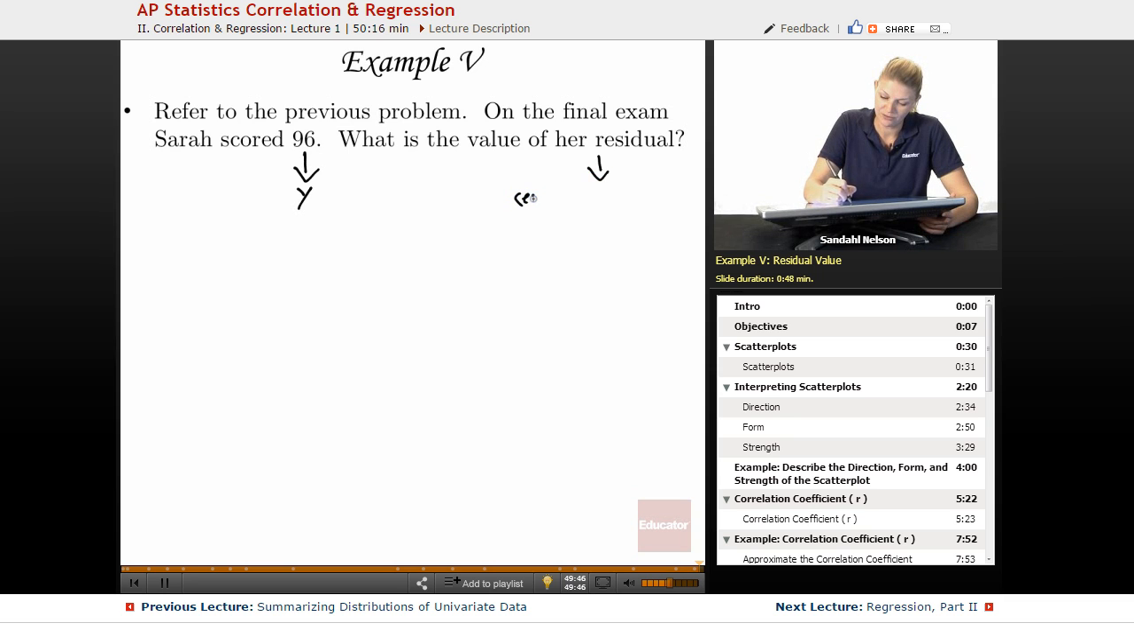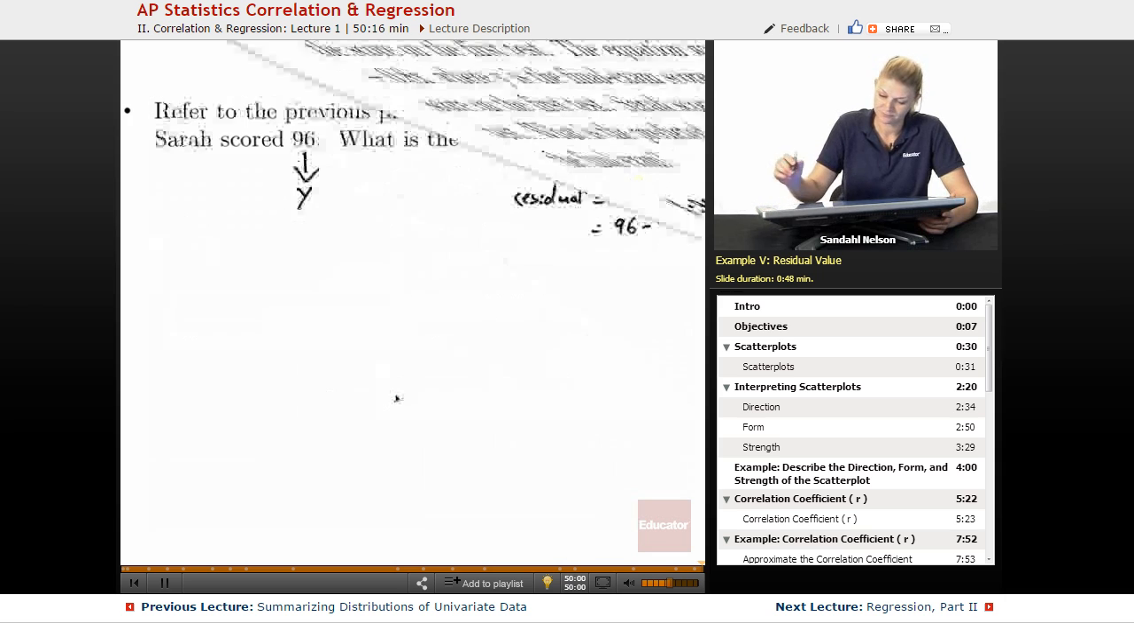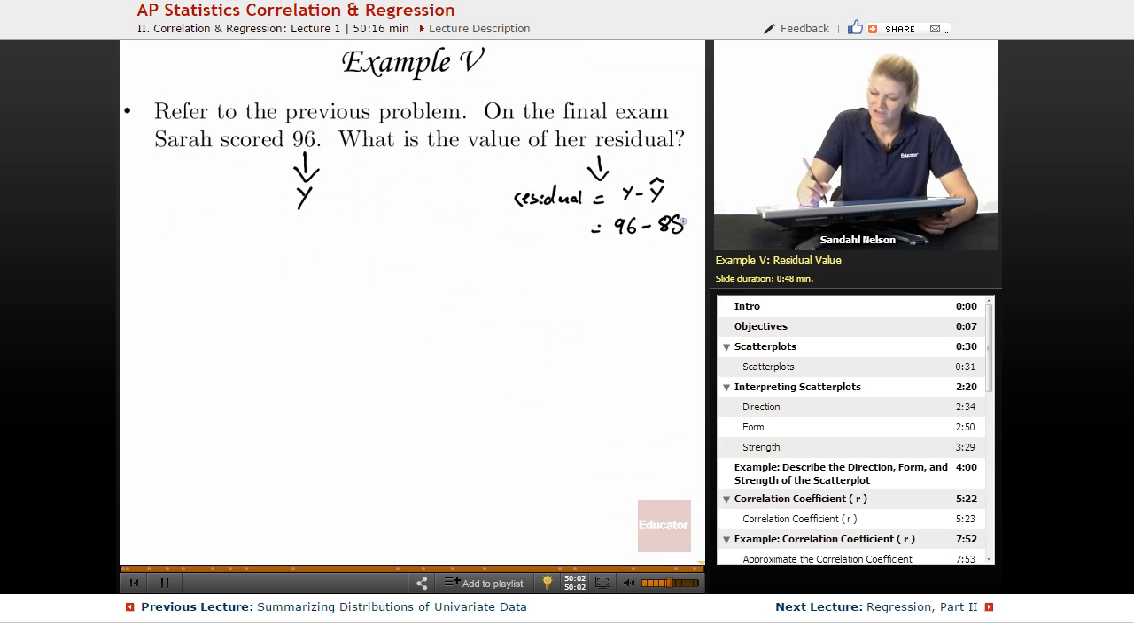And remember that a residual is just y minus y hat. So her y is 96, and her y hat, or her predicted value, we remember from our equation, was 88. So we have 96 minus 88, which means that we underpredicted her score by 8 points. Perfect. So hopefully regression makes lots of sense, and I'll see you in the next lesson.